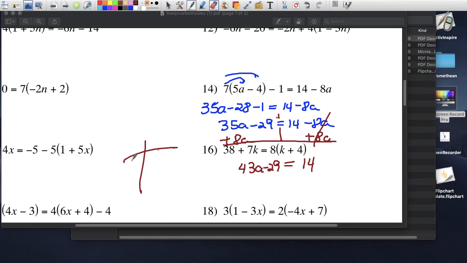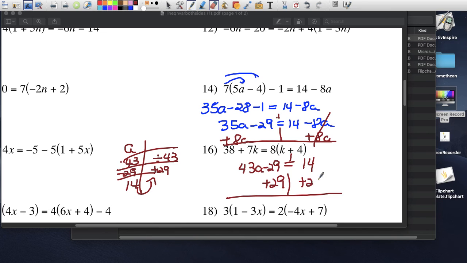Now again, if you do a little story, you get a, which is being multiplied by 43, and then subtract 29, equals 14. Going backwards, we're going to do plus 29, and then divide by 43. So let's do that. Plus 29, plus 29. So I'm going to have 43a. These two go away. And equals 43. Divide both sides by 43. And we get that a equals 1.